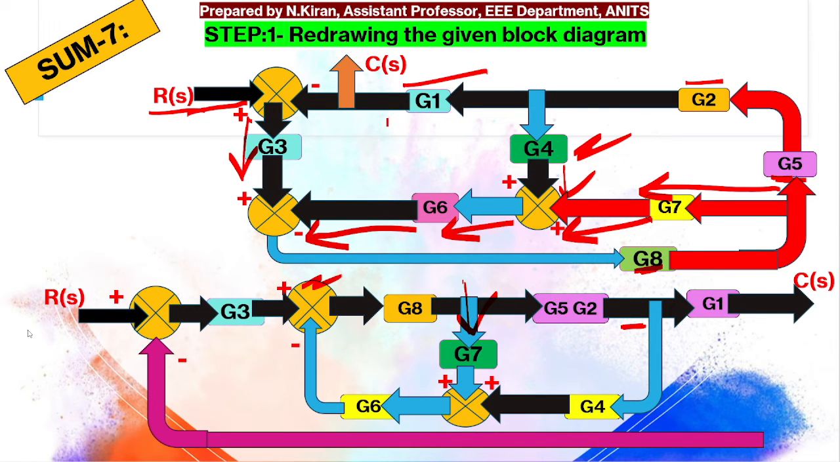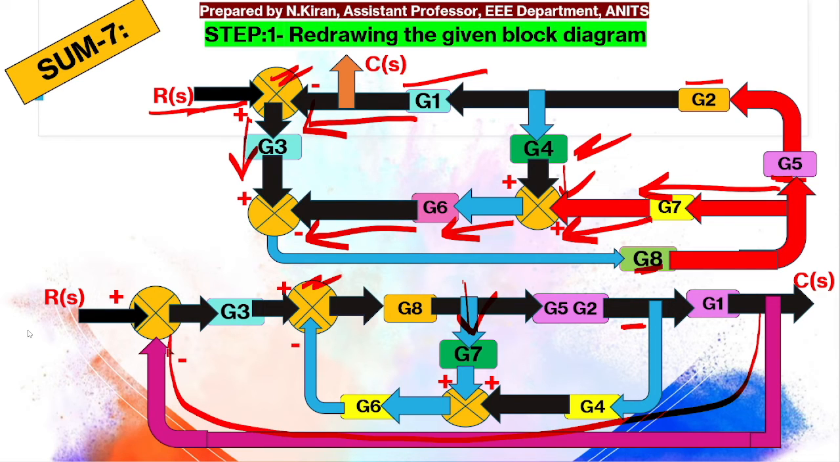Okay, and one more feedback is left, that is from G1 the signal as negative feedback is going to my first summing point. So from G1 my feedback loop is going to my first summing point as negative feedback. So here I have redrawn. Mind you, I have not changed the block diagram, but rather I have redrawn my given block diagram in a suitable manner so that it will be easy for me to solve the given block diagram.